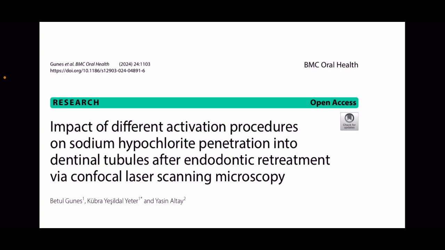The study of this week is titled Impact of Different Activation Procedures on Sodium Hypochlorite Penetration into Dentinal Tubules after Endodontic Retreatment via Confocal Laser Scanning Microscopy. It was published by Gonz et al. in 2024 in the BMC Oral Health.